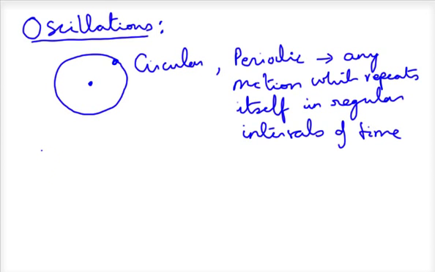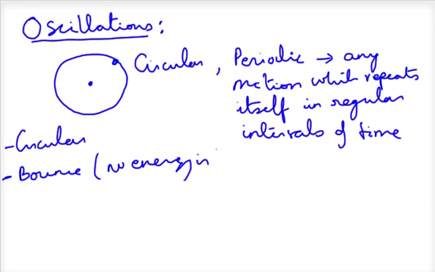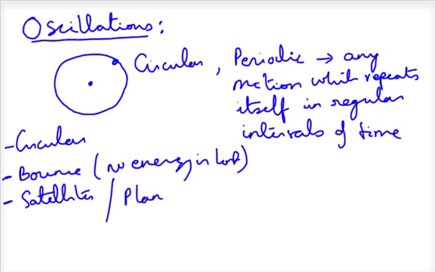So if I take a body and make it move in a circle, circular motion is an example of periodic motion. If I take a ball and allow it to bounce such that no energy is lost, it will keep bouncing, that is also periodic motion. The movement of satellites, the movement of planets, these are all examples of periodic motion. The movement of a pendulum is also an example of periodic motion.